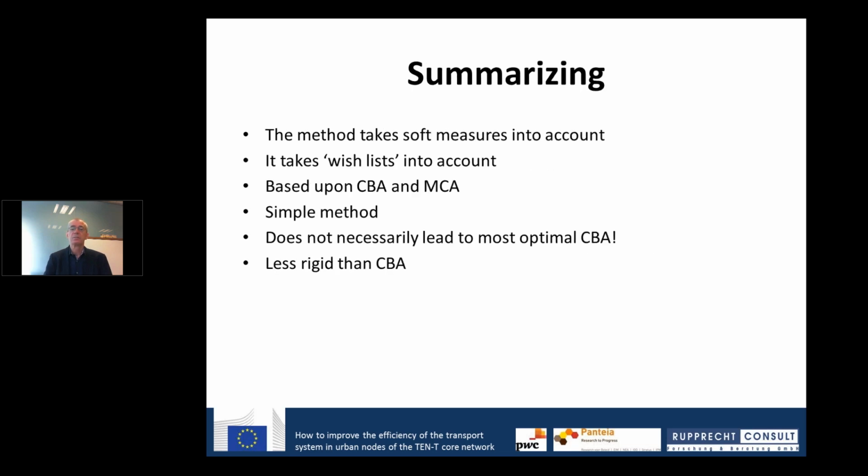So summarizing, the method takes into account soft measures by putting them in the policy objective quality. It sort of takes wish lists into account. It is based upon cost-benefit analysis and a multi-criteria analysis. The method is fairly simple and can be used fairly quickly.